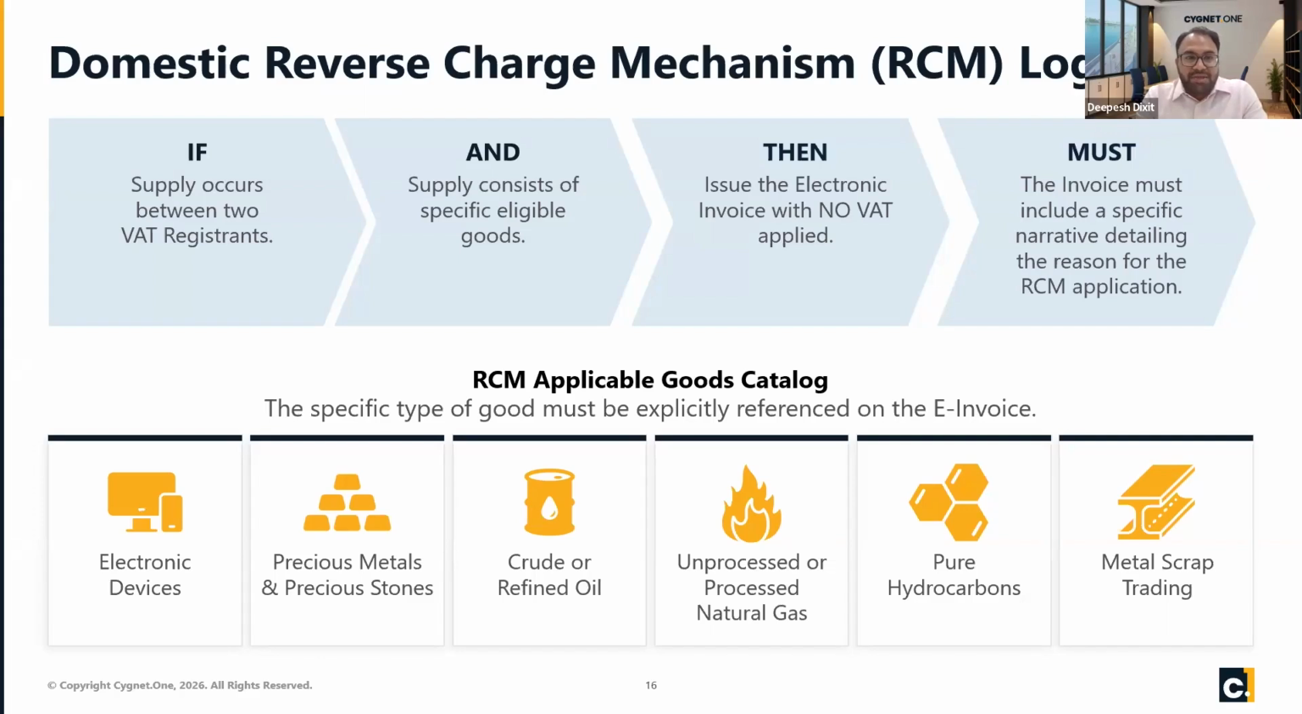For that purpose, FTA has clearly mentioned that if the supply is happening between two VAT registrations, and it is for the goods on the list provided by the FTA, which can be electronic devices, precious metals and stones, crude or refined oil, unprocessed or processed natural gas, pure hydrocarbons, or any kind of metal scrap, right? And there is no VAT applied on that. In that case only, we have to use the RCM logic, or the RCM will be applicable on those kinds of transactions only, for those particular applicable goods.